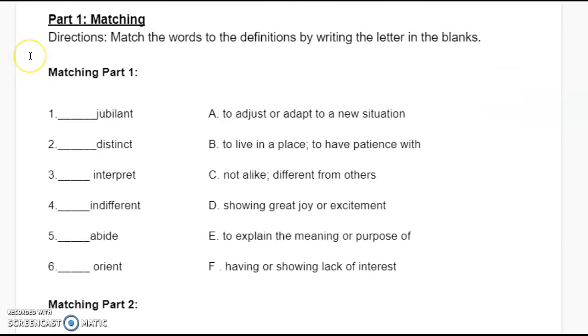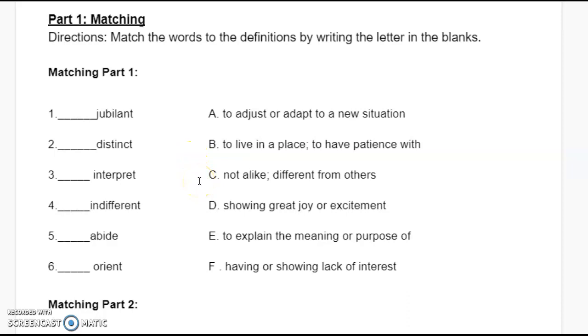All right, so part 1, matching. You're going to write the letter in the blanks. First half, we have jubilant, distinct, interpret, indifferent, abide, and orient. A, to adjust or adapt to a new situation. B, to live in a place or to have patience with.